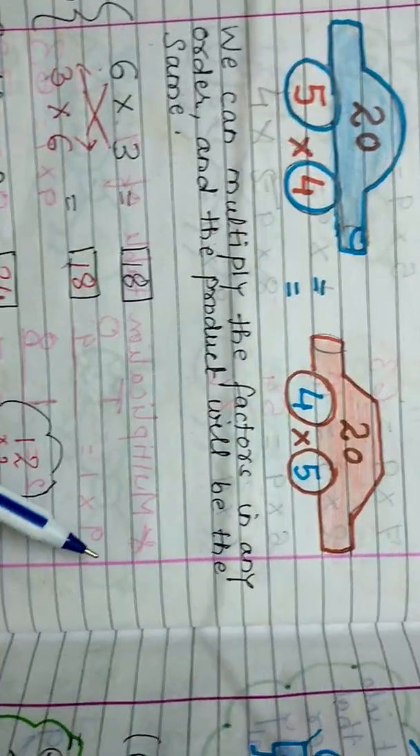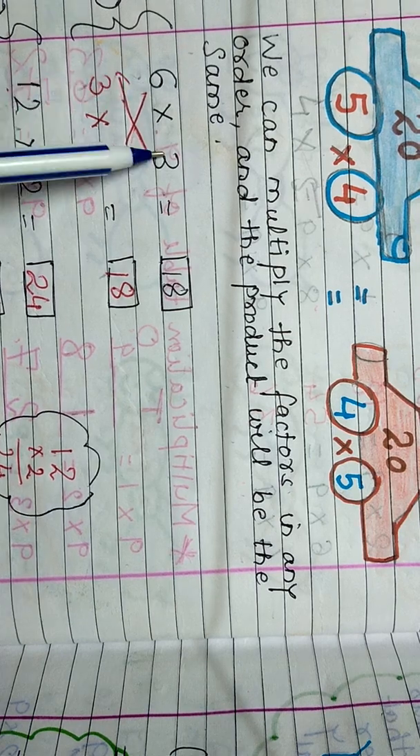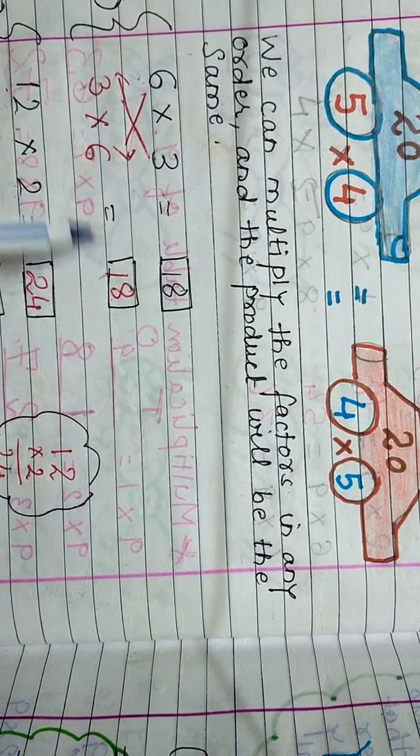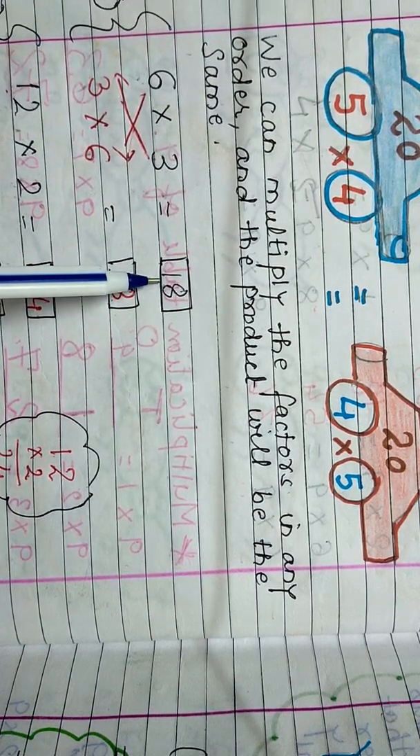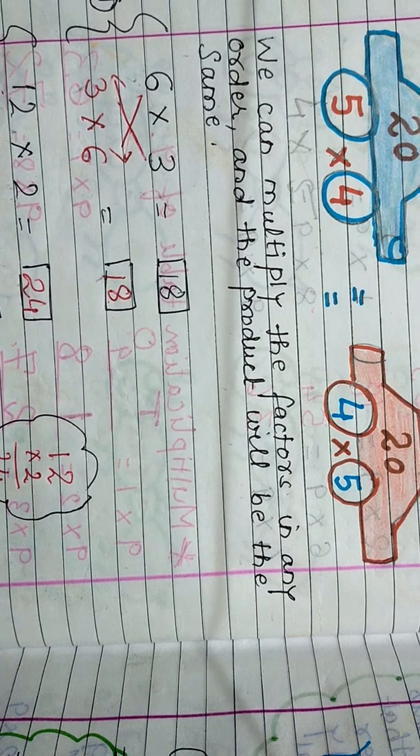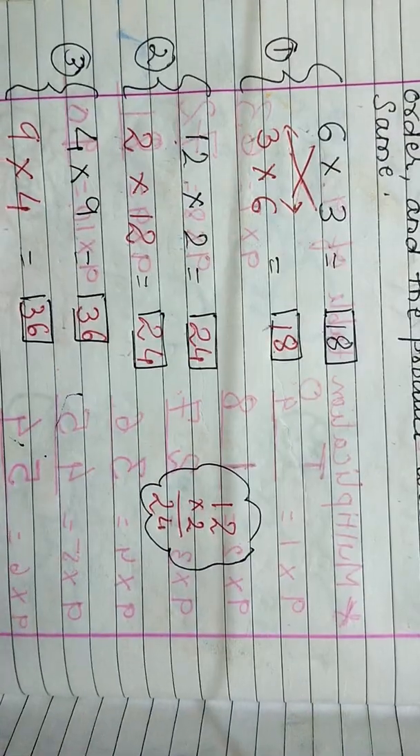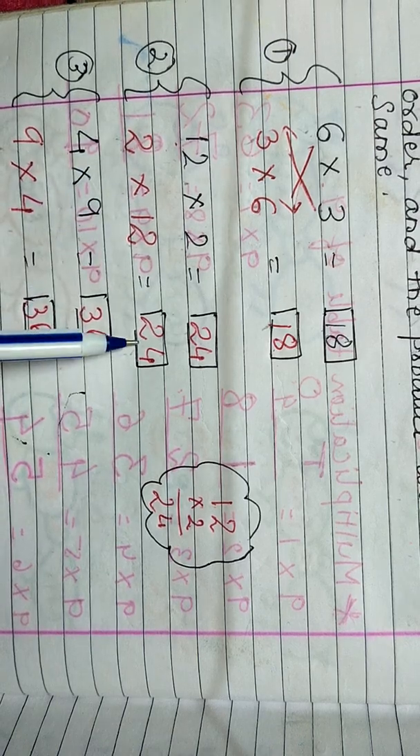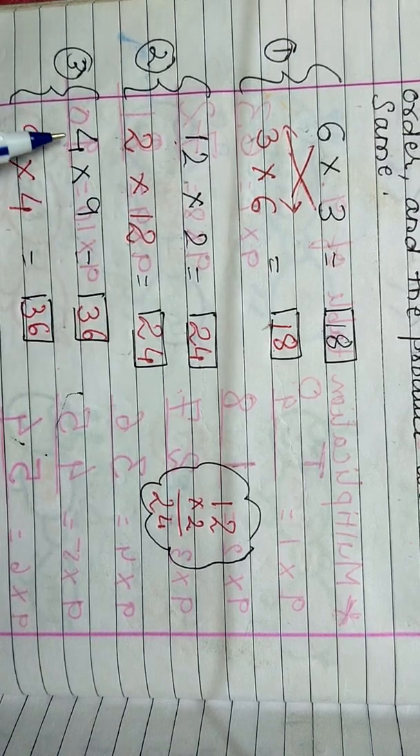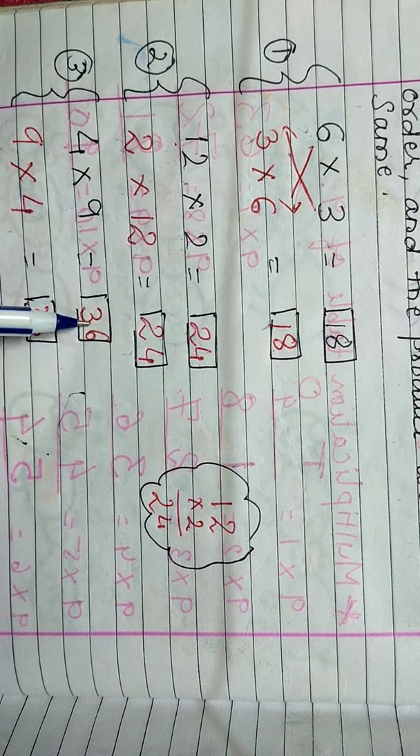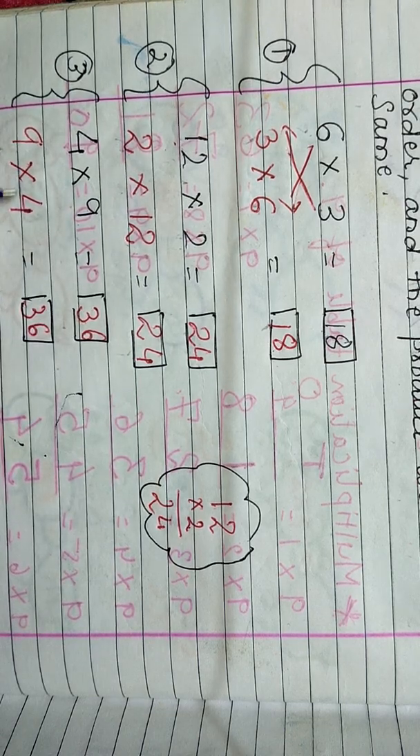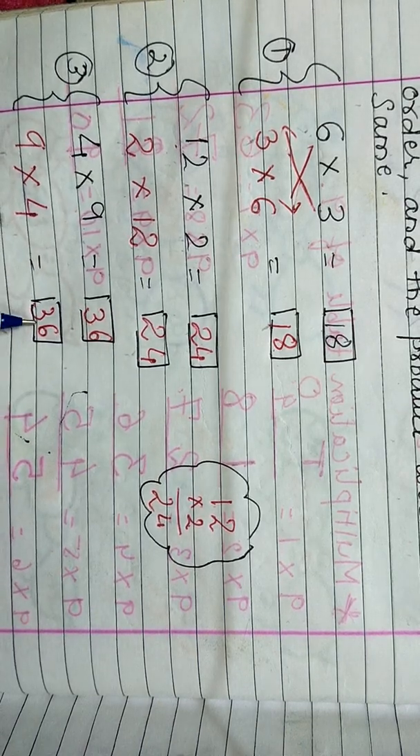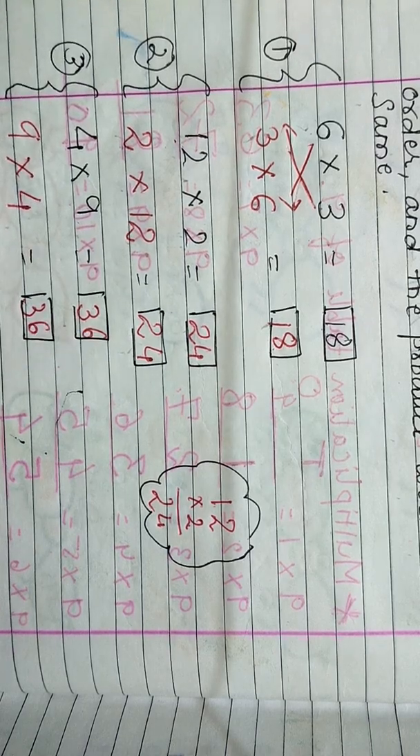So let's see the examples. 6 multiplied by 3 is equal to 18, or 3 multiplied by 6 is also 18. The second one, 12 multiplied by 2 is 24, and 2 multiplied by 12 is also 24. Next one, 4 multiplied by 9 is equal to 36, or 9 multiplied by 4 is equal to 36. So this is the commutative property.